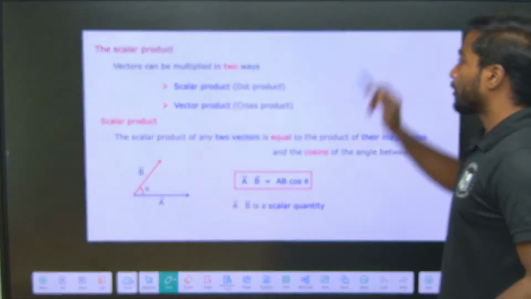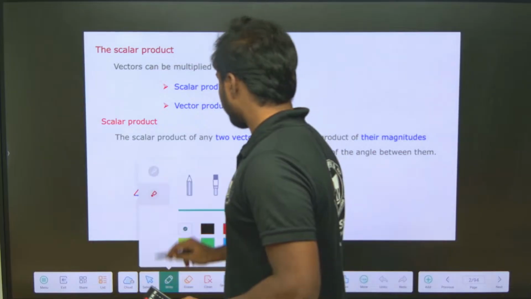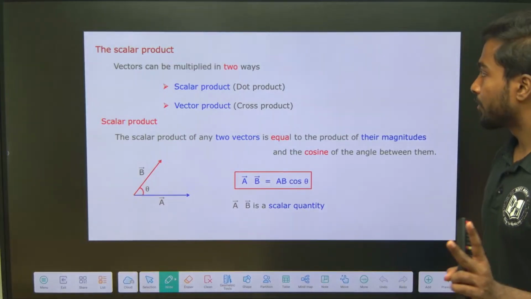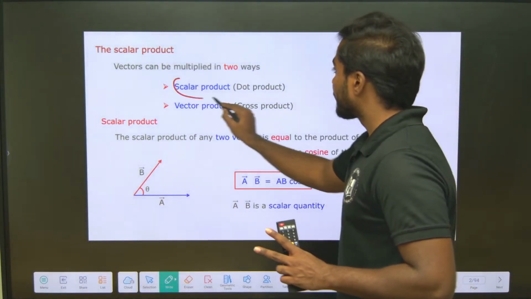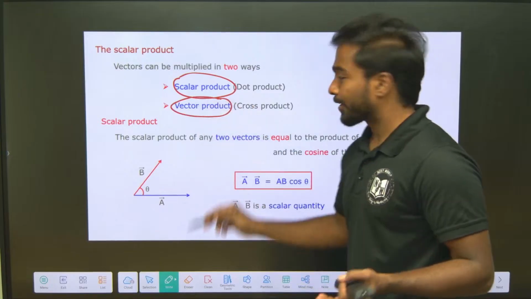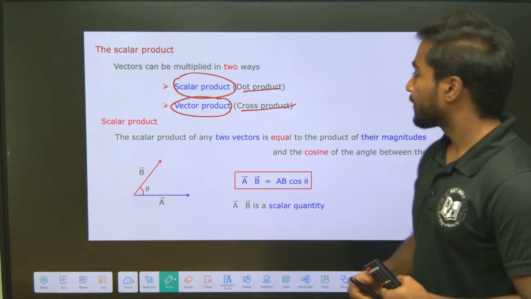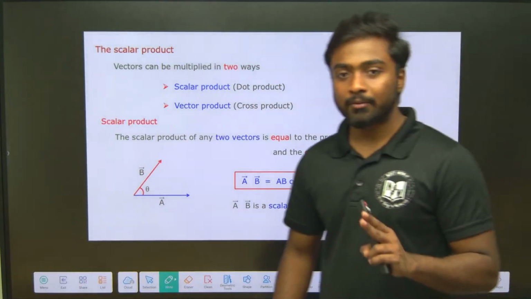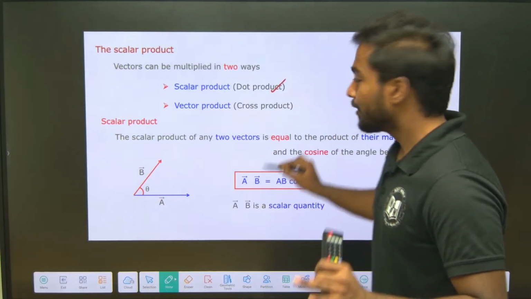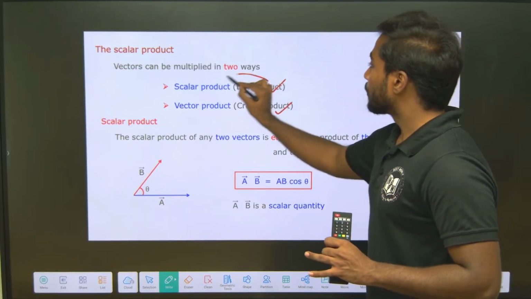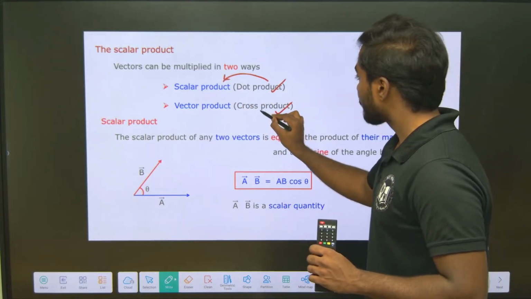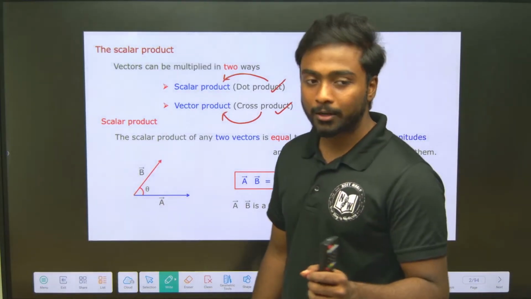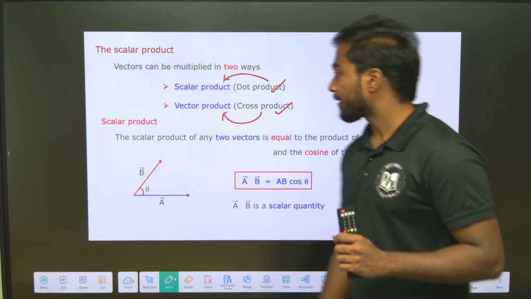So the scalar product. Vectors can be multiplied in two ways: a scalar product or a vector product, dot product or cross product, right? So two types of vector multiplications are available. One is a dot product and one is a cross product. The dot product is said to be the scalar product and the cross product is said to be the vector product. Guys who have not listened to the previous lectures on scalars and vectors, you can take note of this properly, right?